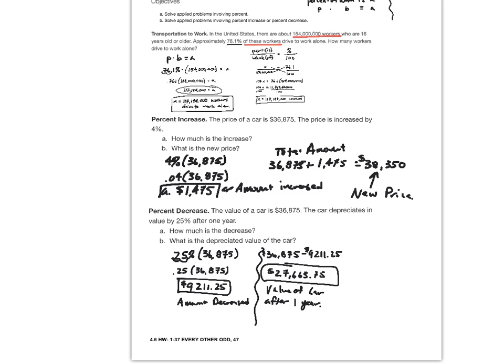I want you guys to do 1 through 37, every other odd, and then do problem number 47. You will probably struggle on this section, and that's okay. I will make sure that I'm there to support you.